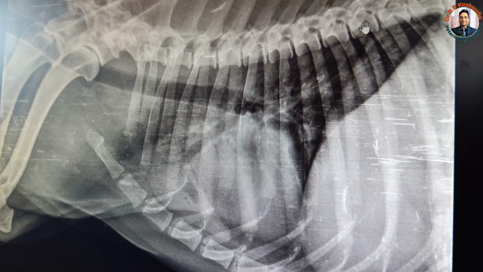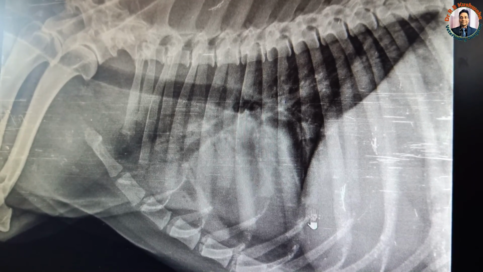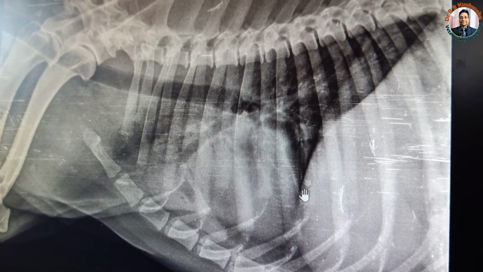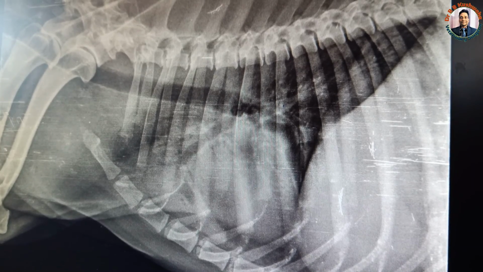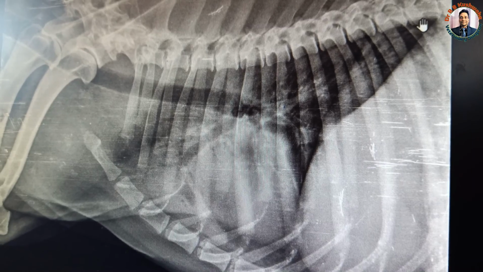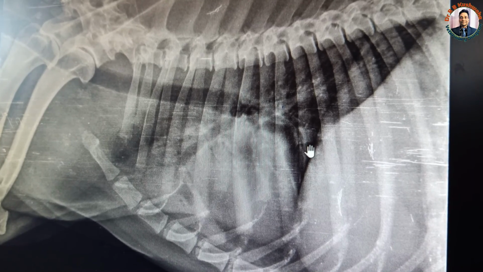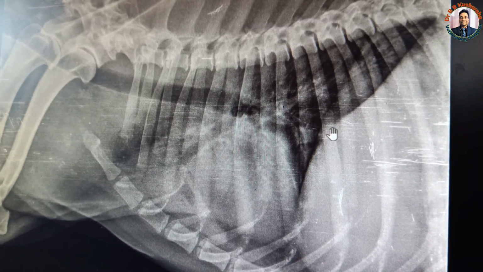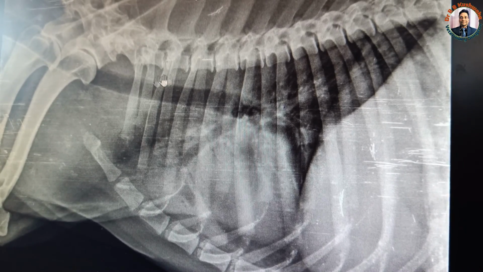If you see the diaphragmatic line, it is clear. Here this is one crus of the diaphragm, and this is the second crus of the diaphragm. Here in the dorsal region, both crura cross at the level of the vena cava. It means this particular radiograph has been taken in the left lateral recumbent view.